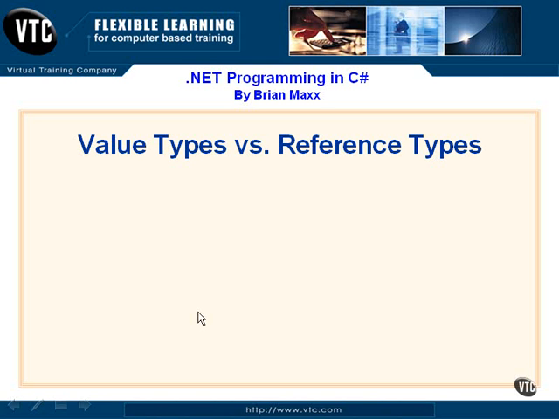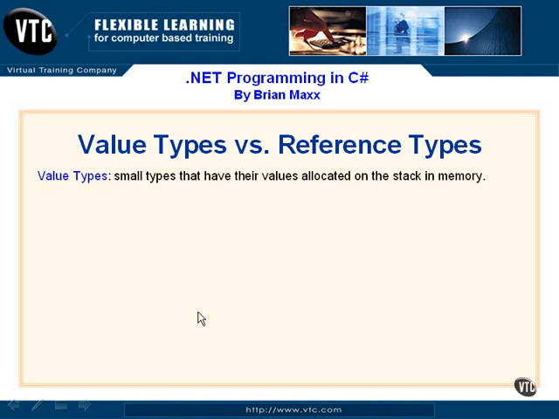Let's talk about value types and reference types. We know that the CLR is going to support these two different types. Value types are going to be allocated onto the stack in memory. And what that means is they are going to be served very easily within memory, and they're going to be pulled and pushed onto and off of the stack as they need to be.